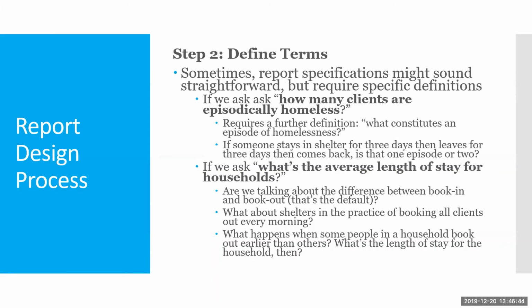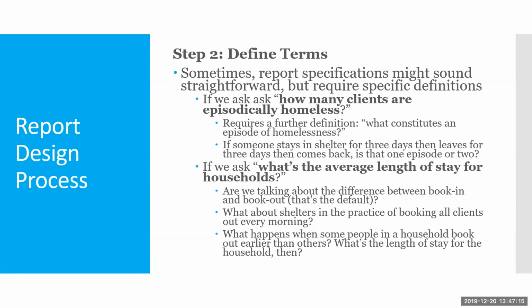You'll need some definitions for some of the terms that you might want to include in your reports. I had a report request recently that asks for the average length of stay for households, which of course needs to be unpacked quite a bit. So first of all, are we talking about the difference between a book in and a book out? That would be the default assumption for a length of stay. But what about shelters that are in the practice of booking out every client every morning, regardless of whether they're coming back the following night? And also, this is the average length of stay for a household. So what happens when some people in a household book out earlier than others?